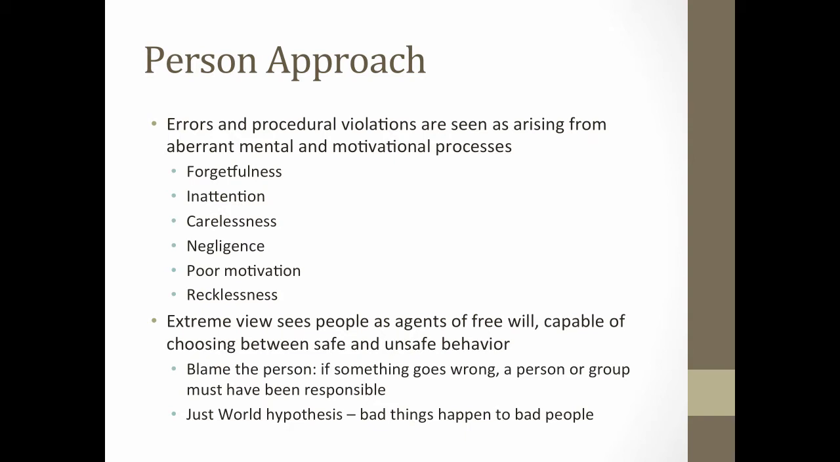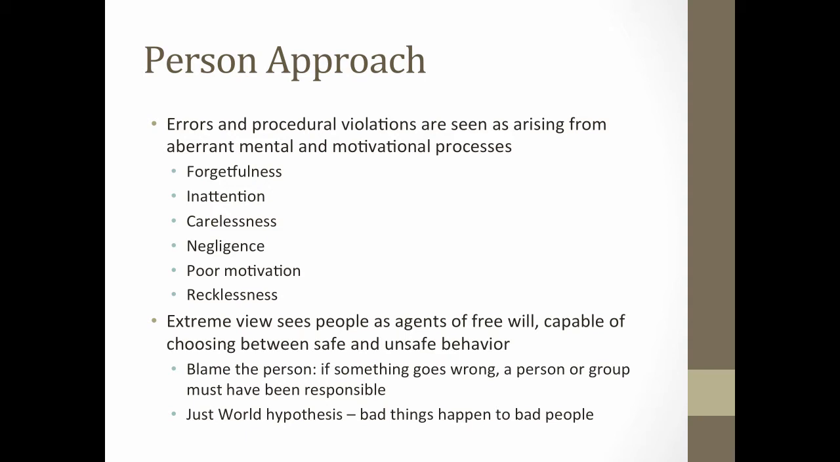It views unsafe acts as arising primarily from aberrant mental processes such as forgetfulness, inattention, poor motivation, carelessness, negligence, and recklessness. The extreme view of this approach sees people as agents of free will capable of choosing between safe and unsafe behavior. If something goes wrong, it must be the person's fault, so we blame the person. The person or group must be responsible for the errors or problems that occur.